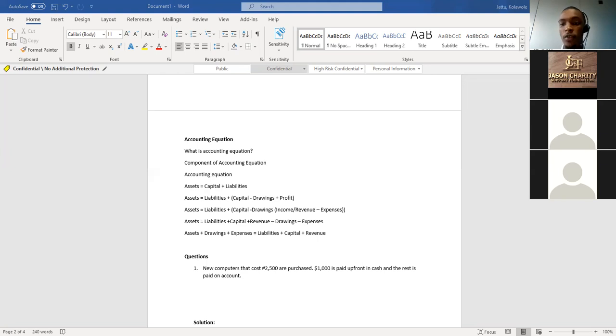So for assets, we have current assets and non-current assets. As we all know, current assets are assets that are expected to be consumed within a 12 months period or the next accounting period. Current assets can also be defined as cash and cash equivalents. What is cash? We all know what cash is. Cash equivalents are highly liquid short-term investments. What did I say cash equivalents are? They are highly liquid short-term investments.